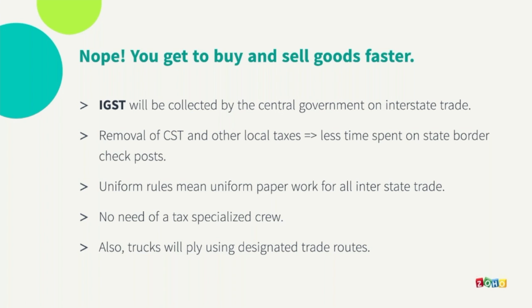So this is going to be uniform throughout the country for a given product, and then this will be collected by the central government on the interstate trade, and then it will be split between the destination state and the central government. So that's another story. But then this integrated IGST is going to actually simplify and uniformize your rules, and then this is also going to mean that you don't need a specialized tax crew to set up the paperwork.